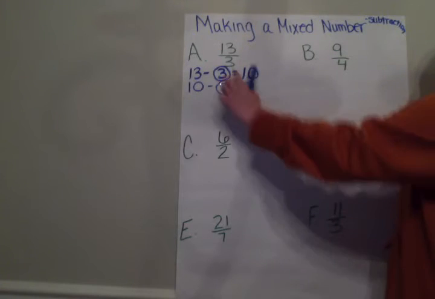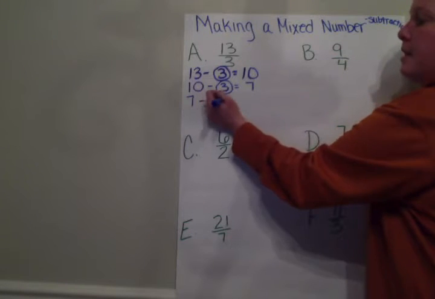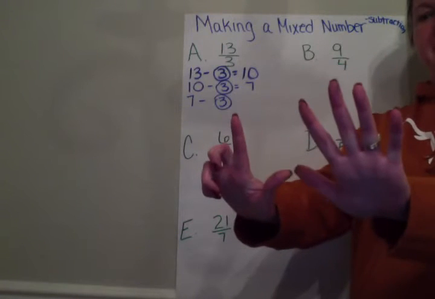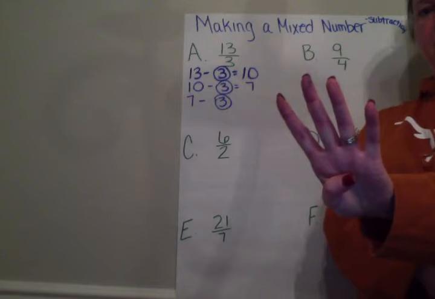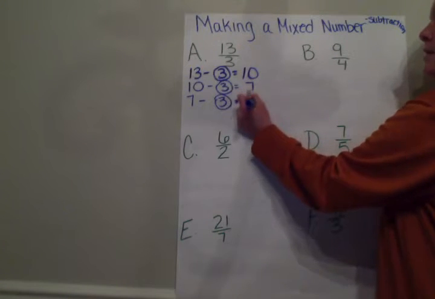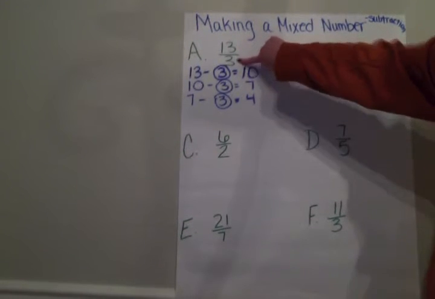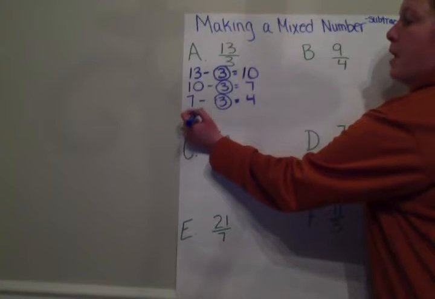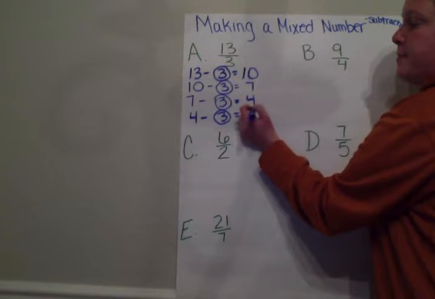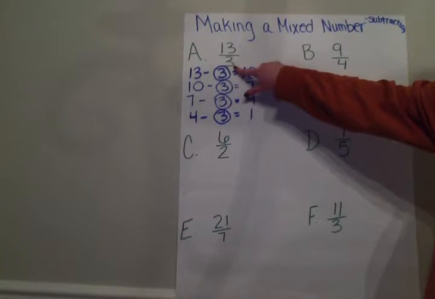I'm still not smaller than my denominator, so I have to keep going. 7 minus another group of 3. If you're not sure again, 7 minus a group of 3 would give you 4. This number still is not smaller than my denominator, so I got to take another group. 4 minus another group of 3 gives me 1. Now I am smaller than my denominator.